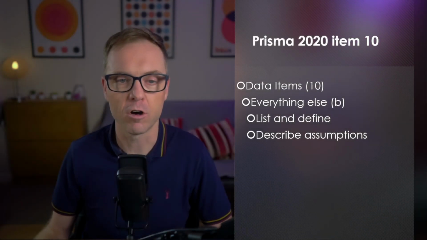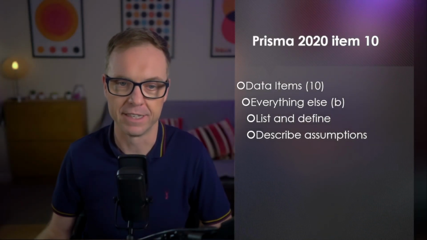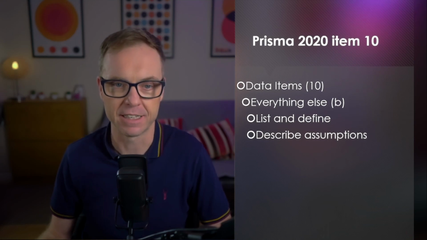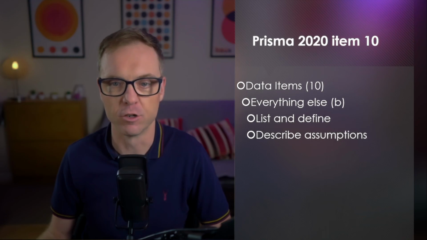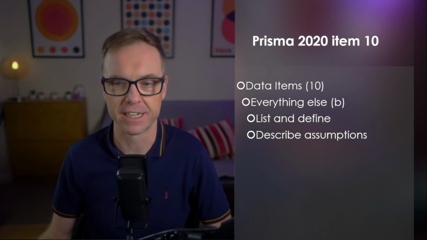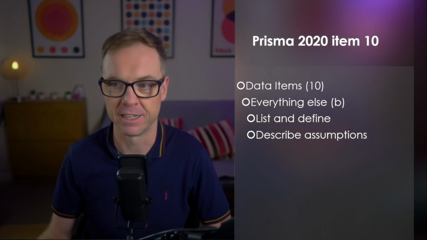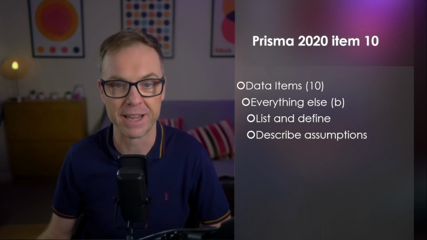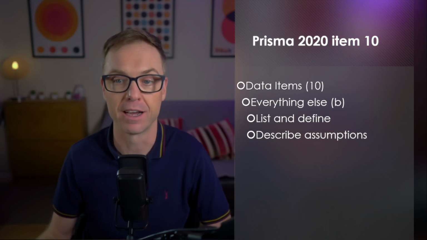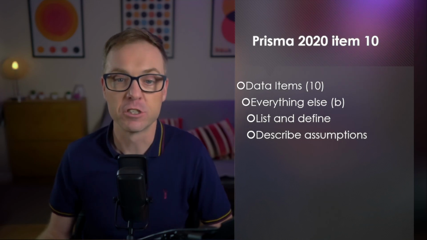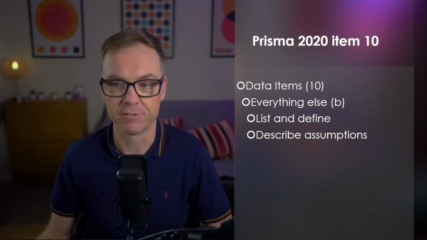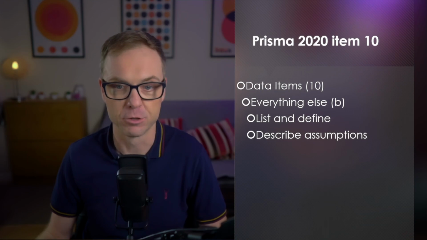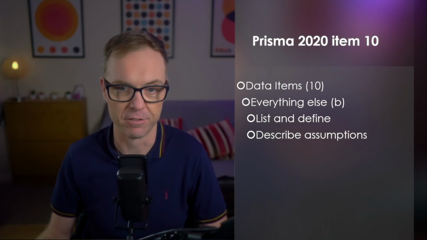In terms of the other data that we need to extract, PRISMA item 10b says we must list and define all other variables for which data were sought, such as participant and intervention characteristics and funding sources, and we must describe any assumptions made about missing or unclear information. We should report data and information collected from studies so that readers can understand the type of information sought and to inform data collection in other similar reviews.